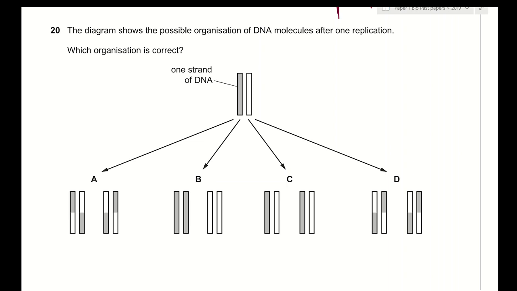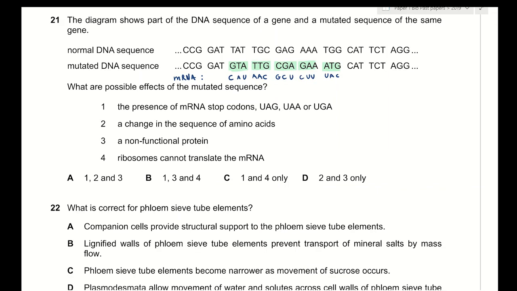There is one strand from the original DNA molecule and one strand from the newly synthesized. Therefore, one might be here, and this is the newly synthesized. And also, one might be here, and this is the newly synthesized, for example. Therefore, this would look something like this, and C is going to be the correct answer. Question number 21. The diagram shows parts of the DNA sequence of a gene and a mutated sequence of the same gene. What are possible effects of the mutated sequence?